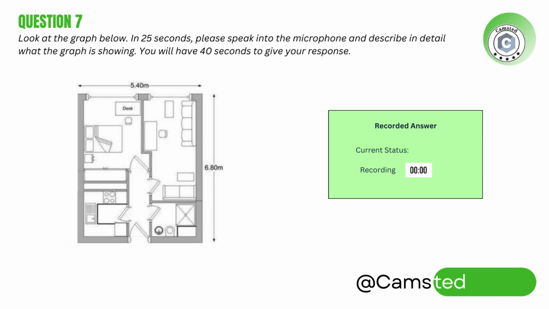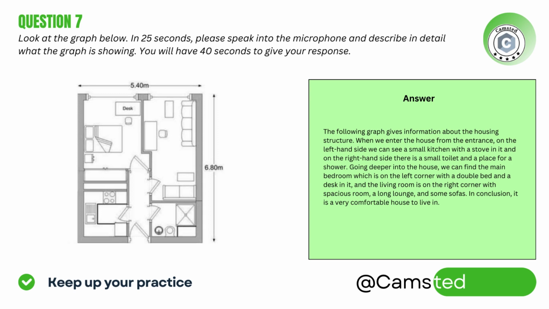The following graph gives information about the housing structure. When we enter the house from the entrance, on the left-hand side we can see a small kitchen with a stove in it, and on the right-hand side there is a small toilet and a place for a shower.